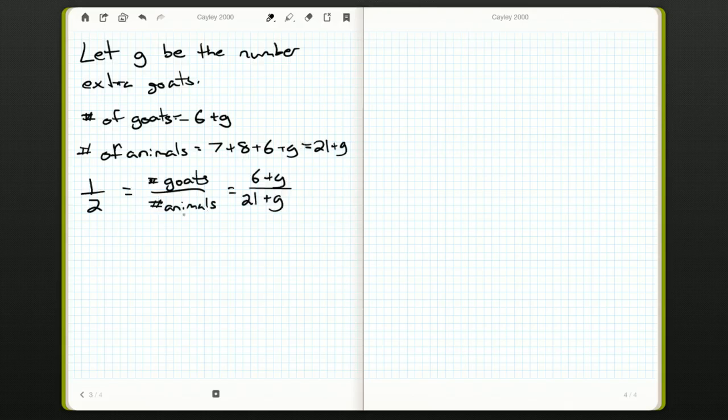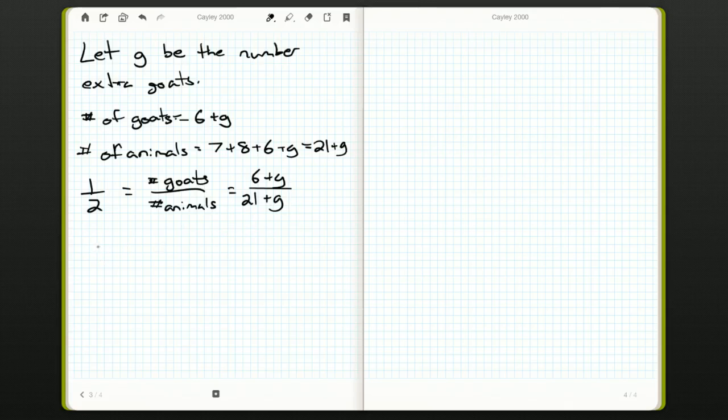So we want this statement to be true. We want 1/2 to be the same as 6 plus G over 21 plus G. So we set those equal to each other. Now we have to manipulate things with this unknown variable G sitting in here. And one of the tells that we've done something right is hopefully we'll get G as an actual whole number. No one wants to buy half a goat or anything like that.